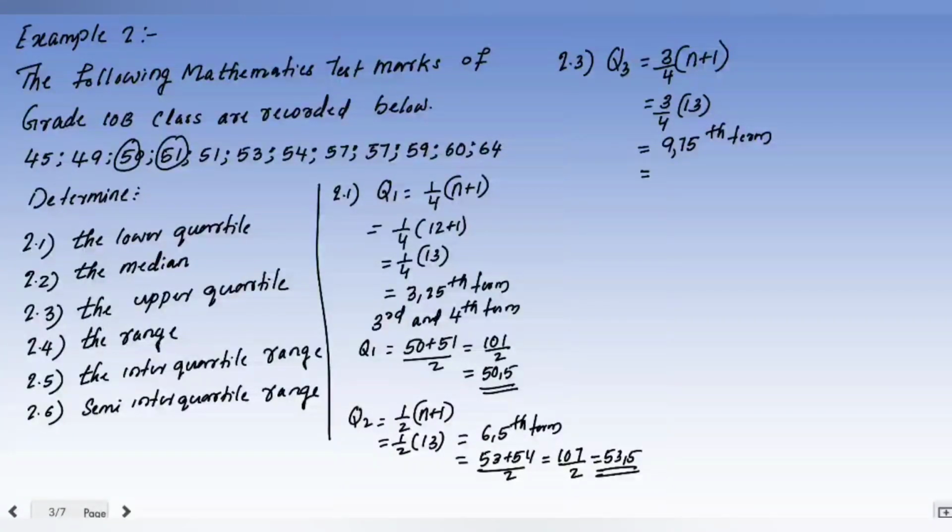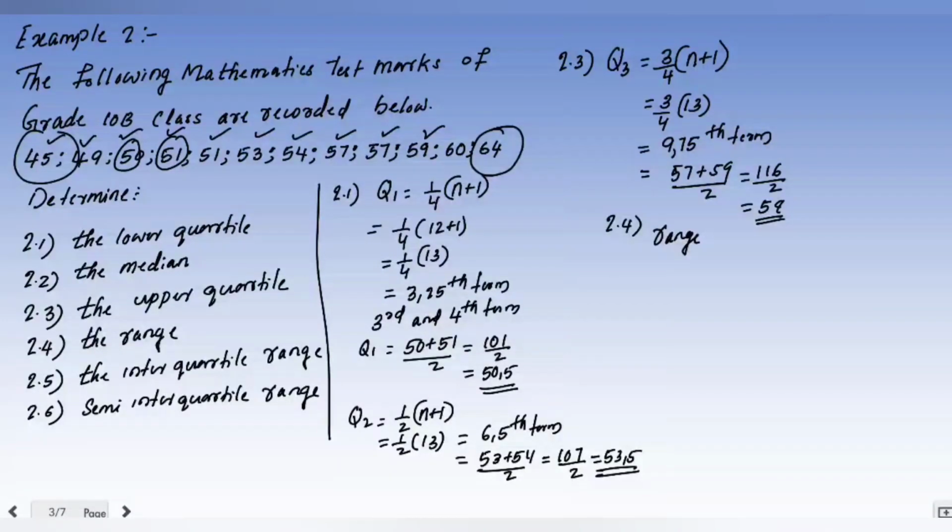So what is the 9th and 10th term? Let's count. 1, 2, 3, 4, 5, 6, 7, 8, 9 and 10. That is 57 and 59. So you have to find the average of those two numbers, or the mean of those two numbers, or add those two numbers and divide by 2. That is 57 plus 59 divided by 2, which is going to be 116 divided by 2. What is the answer? 58. Is it clear?